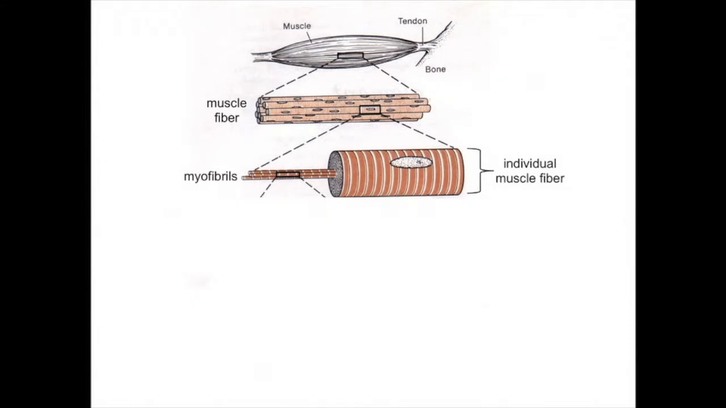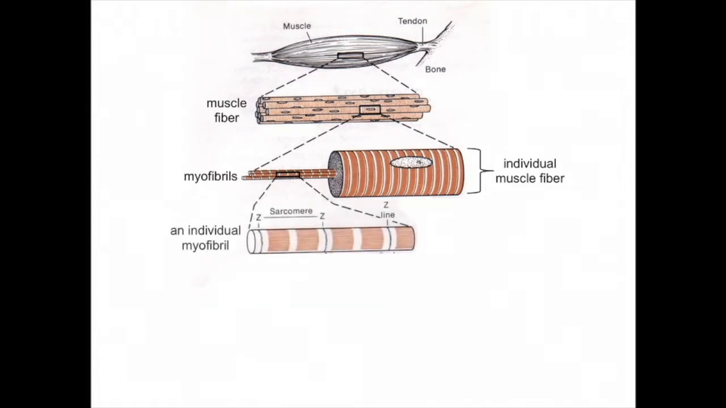Each muscle fiber, in turn, is packed full of structures called myofibrils. Each myofibril, in turn, also has a striated appearance. A magnified view of a myofibril shows those striations in more detail.